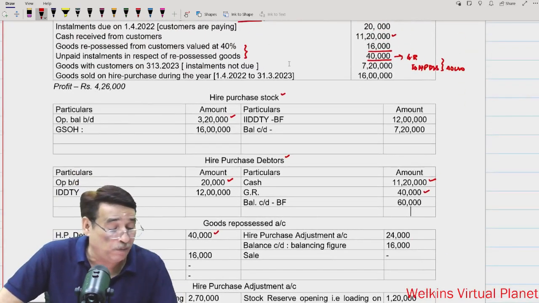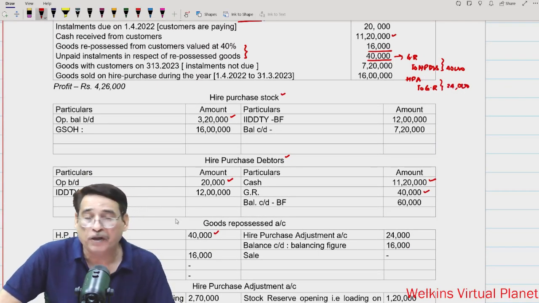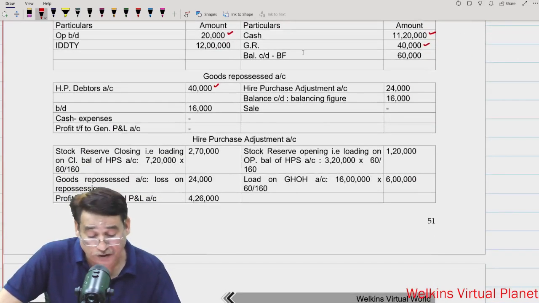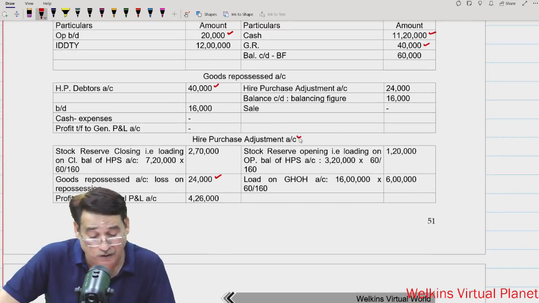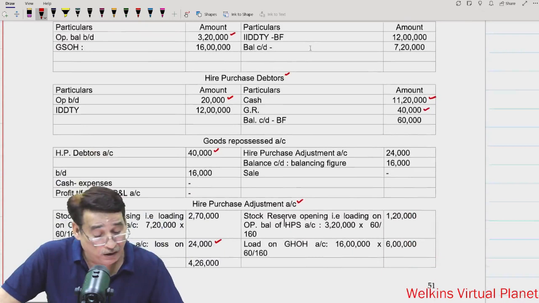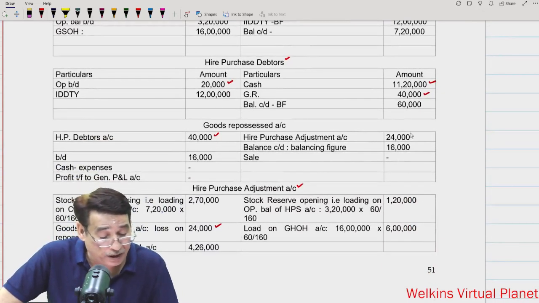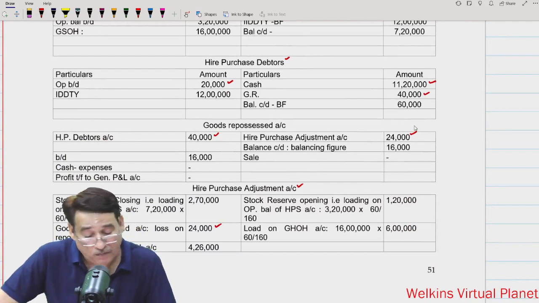And then there will be a loss also. Hire purchase adjustment account debit to goods repossessed. Your loss will be equal to 40 minus 16, that is equal to 24,000. So when you prepare the hire purchase adjustment account, you are going to write a loss of 24,000. This is your hire purchase adjustment account. And in the goods repossessed account, you are going to write by hire purchase adjustment account. Is it clear to you?